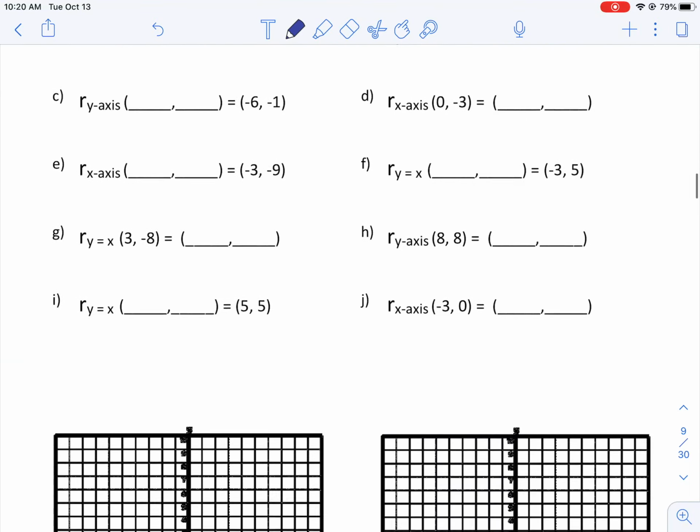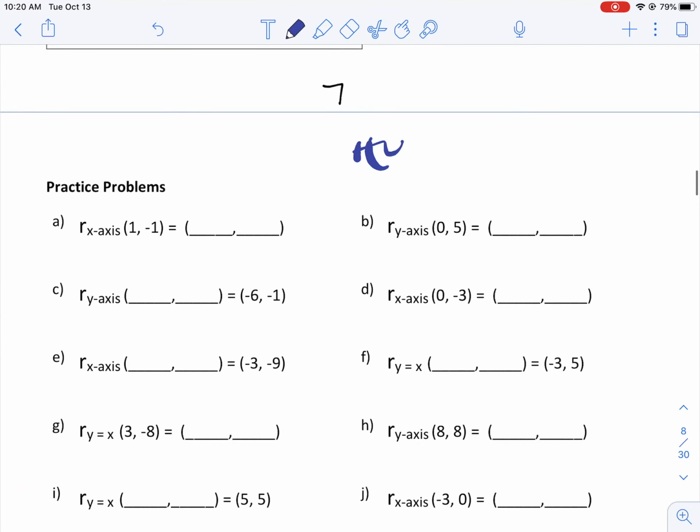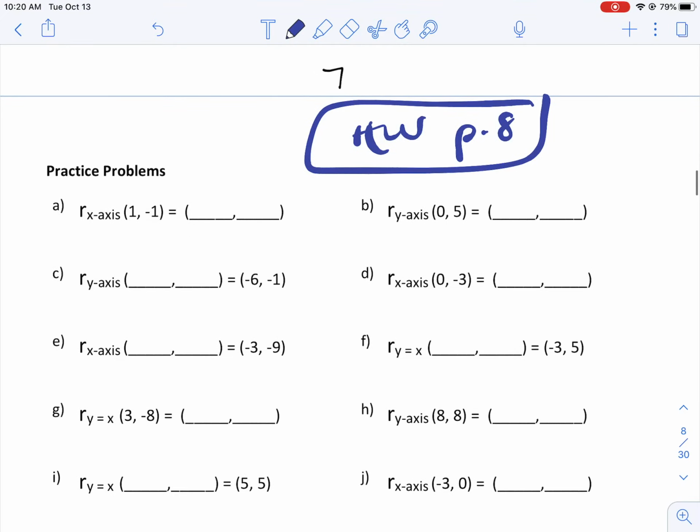So then your homework for tonight is going to be to do page 8. And these are not whole shapes. These are just single points. So just be careful. These here should be review. But for these kind of questions like C, you have to work backwards. What point did I start with to get a reflection about the y-axis? Well, remember the rule, or again, feel free to plot this.